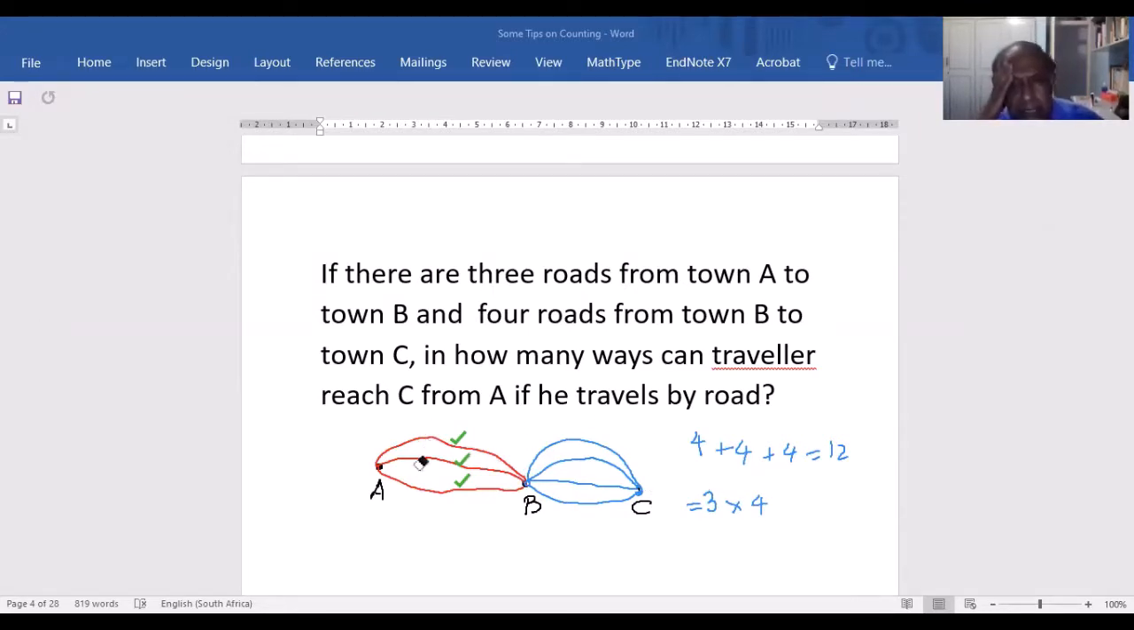Now, the logic is that the first path can be chosen in three ways. And for each of the first choices, you've got four ways of doing the next road. So there are three ways in which you can choose the first road, and for each of those choices you've got four roads for the second road, and that's why we say the answer is 3 times 4, right? Okay, now this is a very important principle, and we're going to see in the next example how the same kind of principle works to work out the next one. So let me just move this thing down.